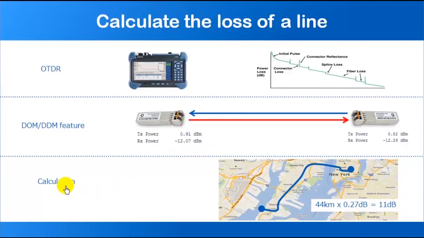A third way is to calculate, and this gives you a rough estimate. If you got a line of 44 kilometers for example, you multiply that with 0.27 dB, which is on the safe side, you got around 11 dB.